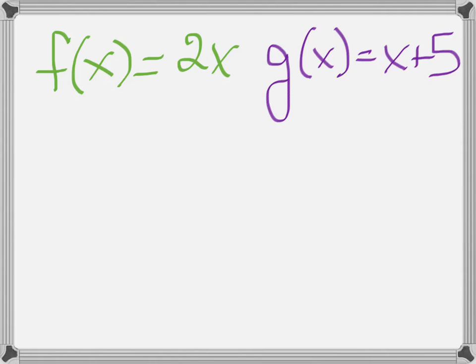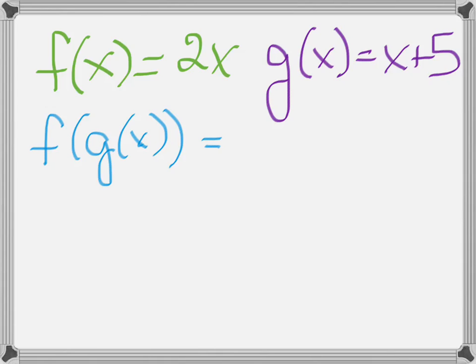Okay, so here we have two functions, f of x equals 2x, and g of x, which is equal to x plus 5. And we're going to make a composite function out of this. We're going to get f of g of x, which simply means we're going to put the g of x function into the f of x function.